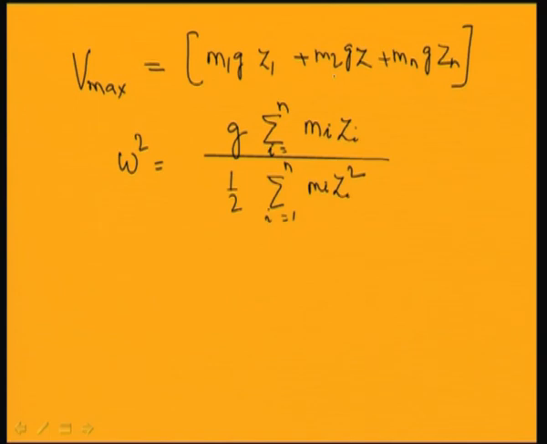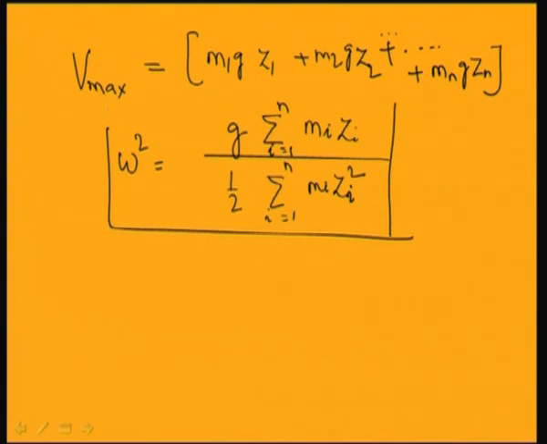And this potential energy, if you are writing in this form, is m1 g z1 plus m2 g z2, and for the nth mass you are writing mn g zn. For other masses also you can add it. Then equating this kinetic energy and potential energy, you can write omega square equal to g summation i equal to 1 to n m_i z_i by summation i equal to 1 to n half m_i z_i square.